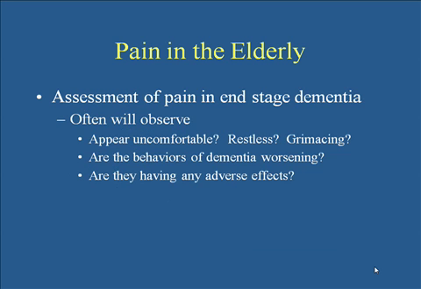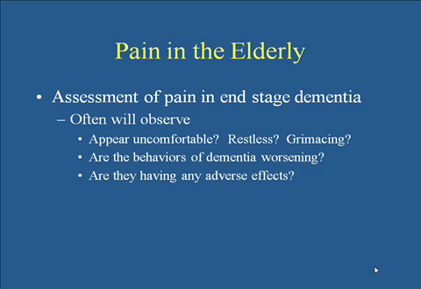In end-stage dementia, as I mentioned, we tend to observe them. Do they appear comfortable? Do they appear restless? Are they grimacing at all? Are the behaviors of dementia worsening? That in particular is an interesting one. And I know that you'll look for infections, for example, perhaps some metabolic abnormalities, medications that can cause dementia to be worsened. But please keep in mind and at least ask the question, is there any pain?